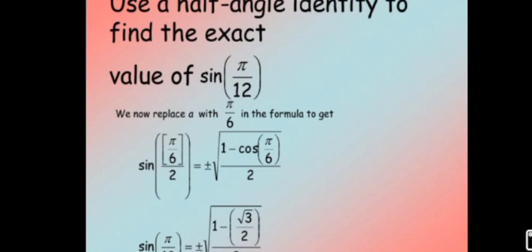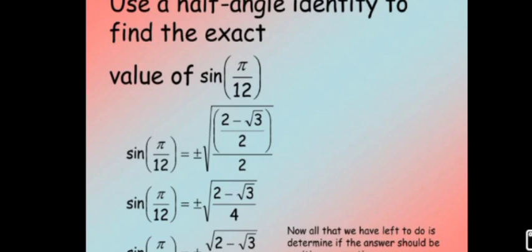Sine of pi over 12 is equal to positive or negative square root of (1 minus square root of 3 over 2) over 2. Simplifying, sine of pi over 12 is equal to positive or negative square root of (2 minus square root of 3 over 2) over 2, which is positive or negative square root of (2 minus square root of 3) over 4.